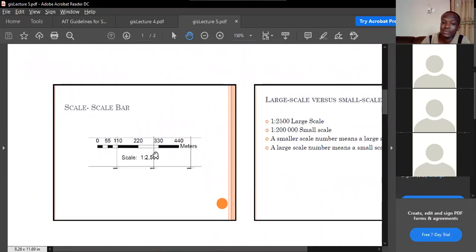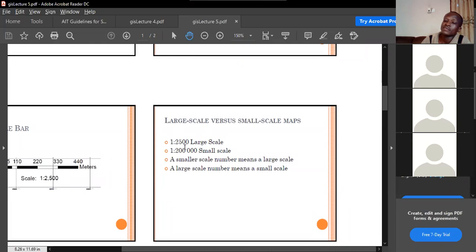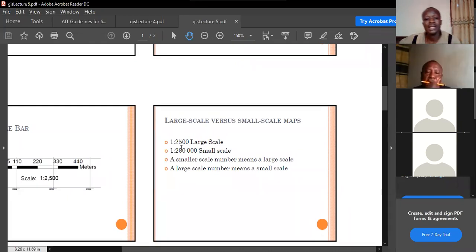Or you can use a verbal scale. So there are different types of scales. This one down here is the representative fraction scale. That is the scale bar, you draw it. And then you can use your math to say 1 millimeter represents 1,000 kilometers. That is also there.